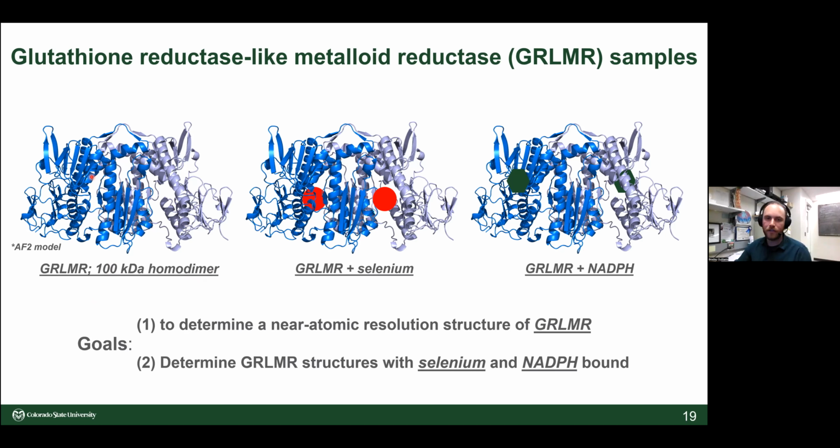So very tight interaction in this homodimer form, right? We also want to see where selenium binds within this protein, as well as NADPH, which we know is implicated in the actual chemistry happening to make nanoparticles, right? So our goals here, again, are to determine a near atomic structure of Grillmer, and to determine that structure with selenium and NADPH within it. Okay, cool.